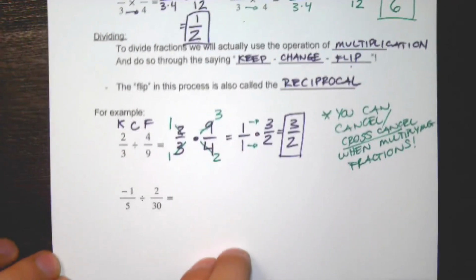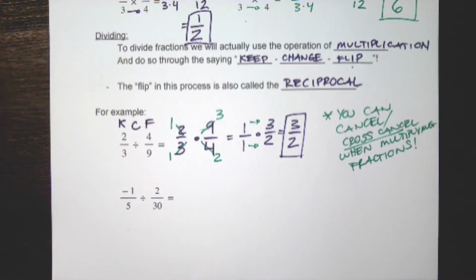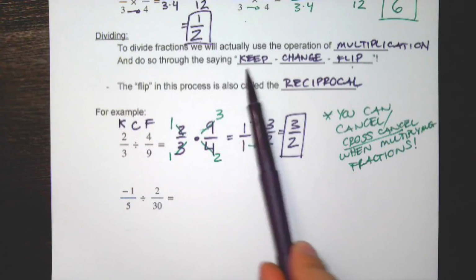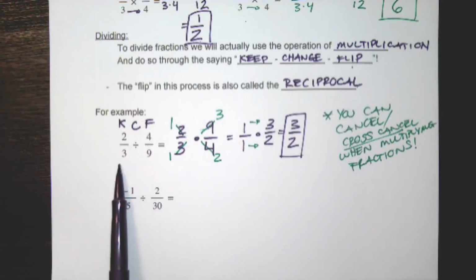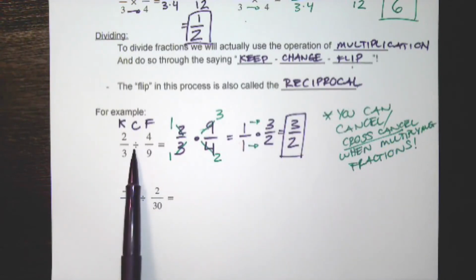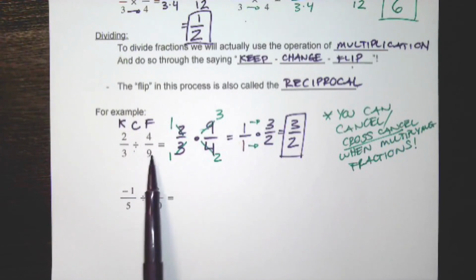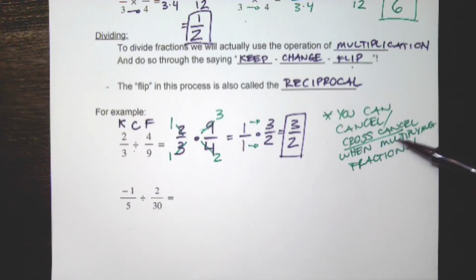So lastly, as we come to this bottom problem, just like above, give this one a go. Give it a pause in a moment, and again, do the keep, change, flip, which is keep the first, change division to multiplication, and then flip that second fraction. And if you can see it, try to do some canceling or cross-canceling on this one and see if you can catch that. So give it a pause, give it a try.